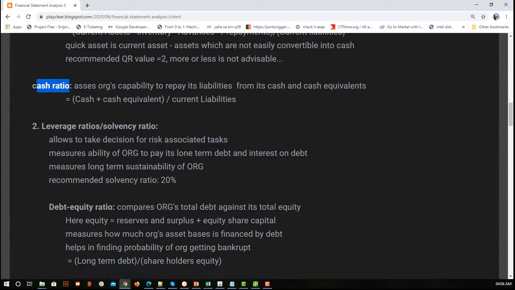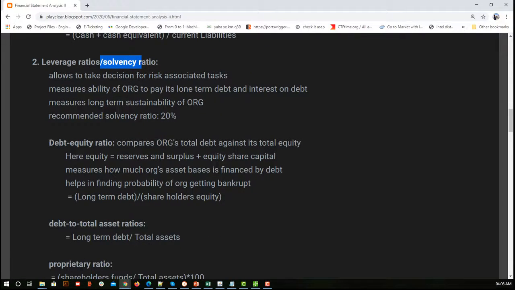Now next we have the leverage ratios. Here we completely focus on solvency. First is the debt equity ratio. This is nothing but long-term debt divided by shareholders' equity. What this ratio shows us is the ability of an organization to completely fulfill its long-term obligations based on the shareholders' money only. Okay, I hope that makes sense.